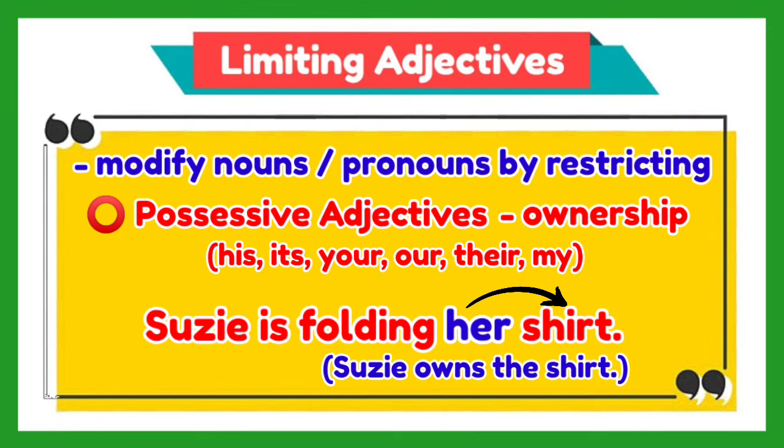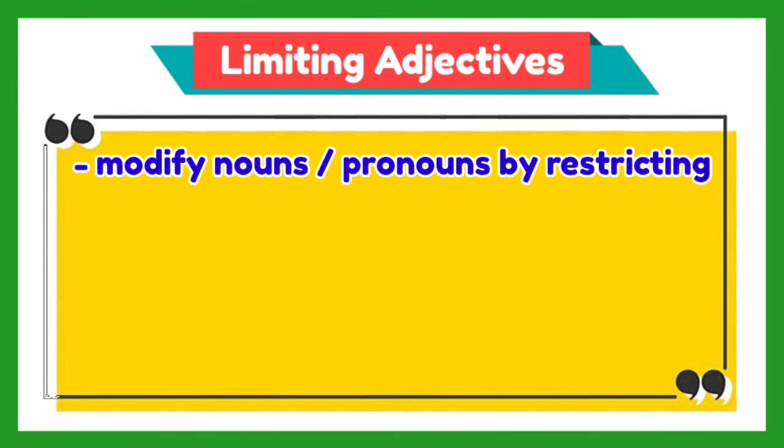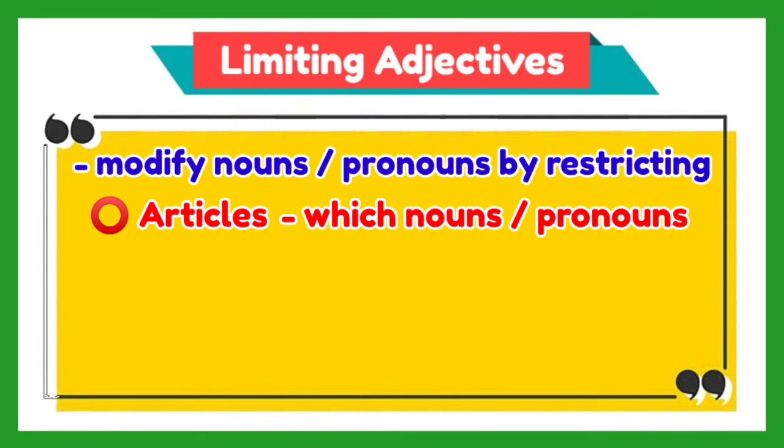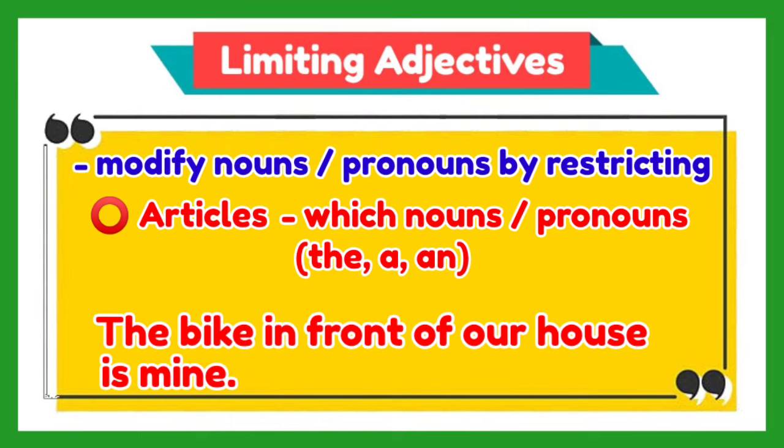And now we're down to the last group of limiting adjectives, the articles. Articles are used to specify which nouns or pronouns the person is referring to. The three articles in English are the, a, and an. For example, the bike in front of our house is mine. The article the in the sentence modifies the noun bike. It tells us that the person knows which bike he is talking about.